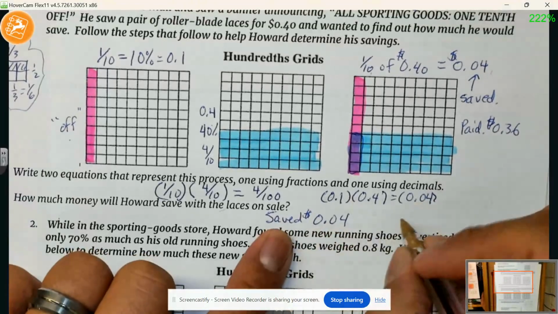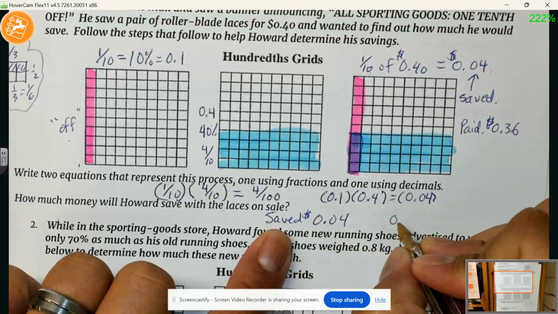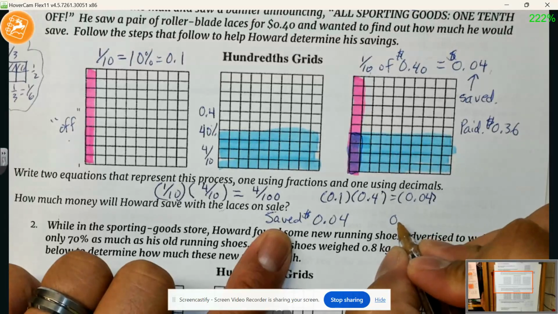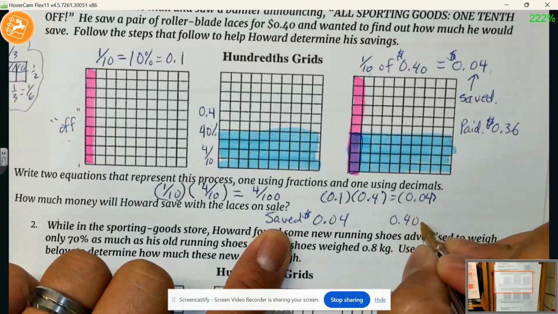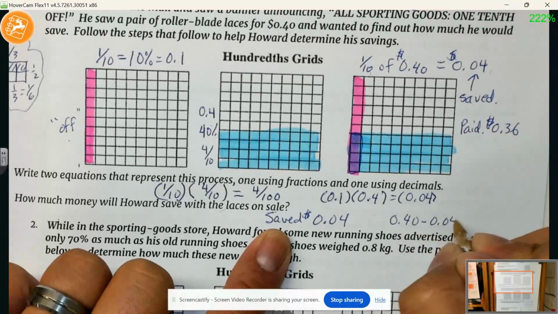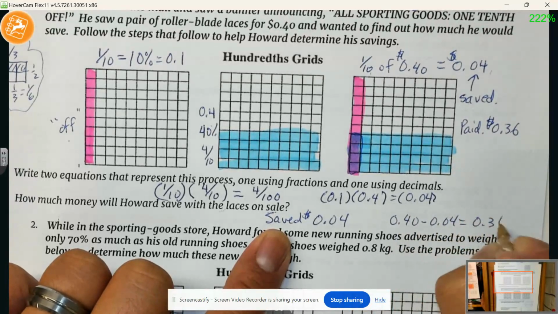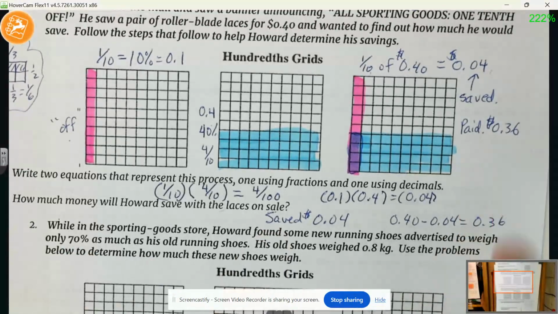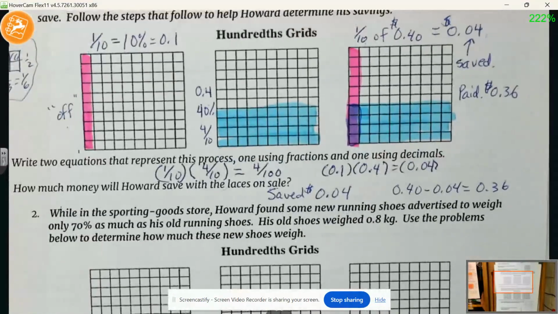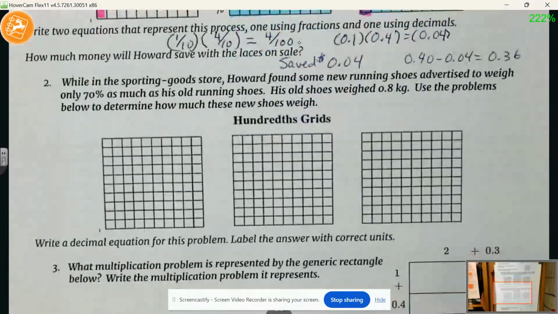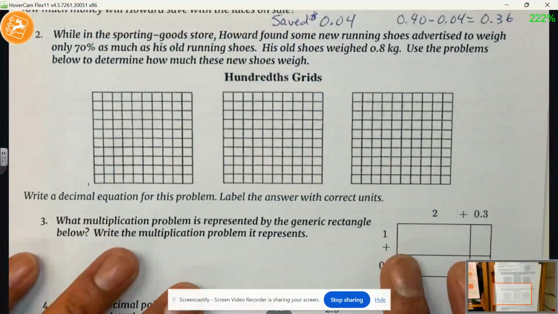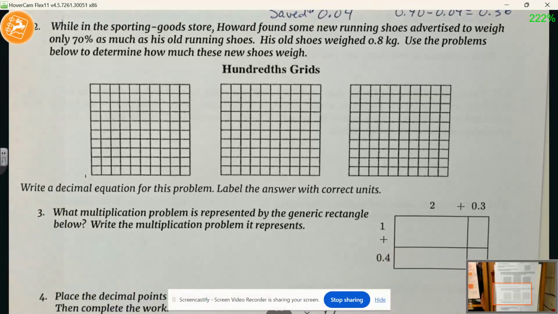And we got that by doing this, the 40 cents minus 4 cents, which equals 36 cents. That's the amount he paid. So this should all seem kind of familiar to you at this point. So let's look at the next one.